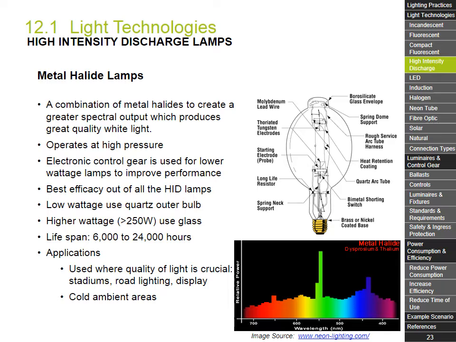Control gear is also used with metal halide lamps, with electronic control gear used mainly for lower wattage metal halide lamps up to 150 watts. These lightweight devices ignite the lamp and operate them at their optimal performance. Metal halide lamps have the best luminous efficacy out of all the HID lamps and have an average lifespan that ranges from 6,000 to 24,000 hours.